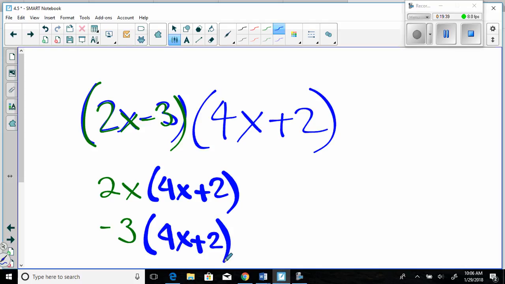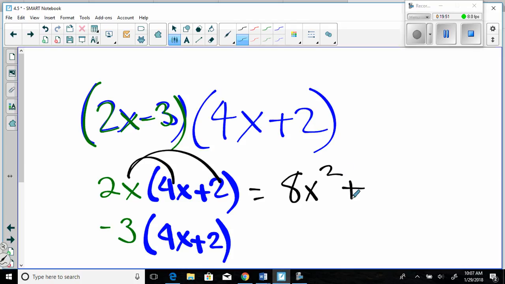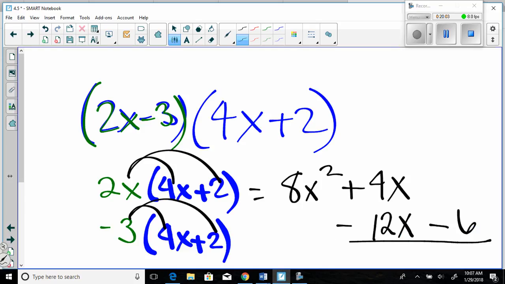And then we multiply. So what's 2x times 4x? 8x what? Squared. Most people on their test got that wrong. They put 8x. They got the whole thing wrong. What's 2x times 2? 4x. Negative 3 times 4x? Just one x, because this one doesn't have an x. What about that? Good. And then we just combine our like terms. What is negative 12 plus 4? Negative 8. That's your answer.